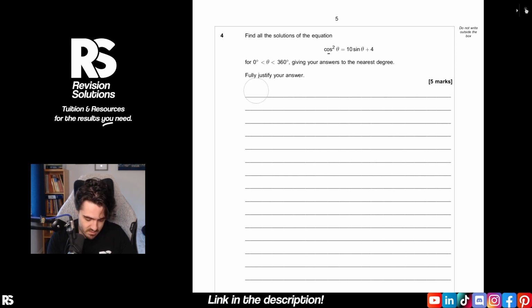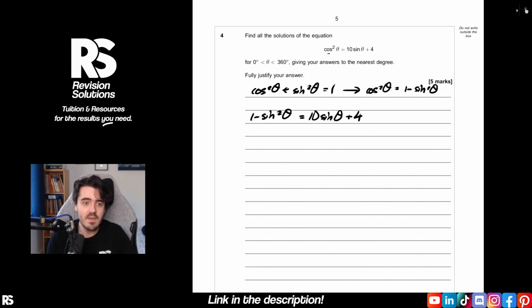So if we remember that cos squared theta plus sine squared theta equals 1, then we can use the fact that cos squared theta must be 1 minus sine squared theta. So substituting that in, we'd have 1 minus sine squared theta would equal 10 sine theta plus 4. And then that's actually a quadratic in sine theta.